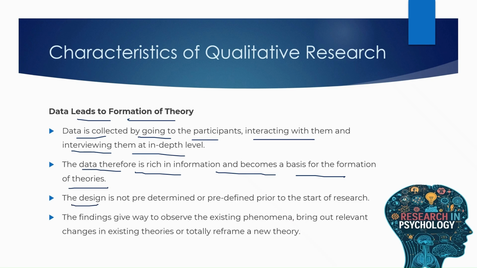The design of the research is not predetermined, it's not pre-planned or predefined prior to the start of the research. The findings give way to observe the existing phenomena, bring out relevant changes in existing theories, or totally reframe a new theory. All right. So the first characteristic is that the data leads to formation of a theory.